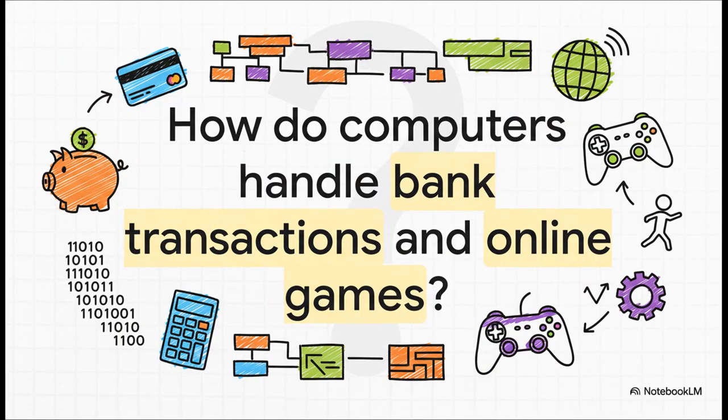So, this is the big puzzle we're trying to solve, right? How on earth can a computer do so many different things? How can it handle millions of boring bank calculations one minute and then run your super fast-paced online game the next? Well, the answer is that it has a whole toolkit of different modes of working. And knowing which tool to use for which job, that's exactly what we're going to master today.